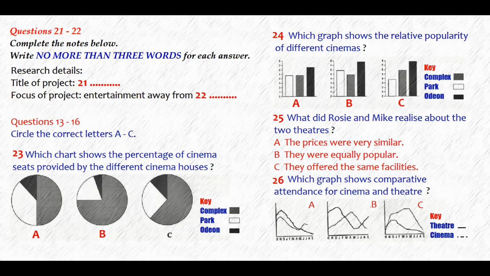Good morning, everyone. Well, I think we can start straight away by getting Rosie and Mike to do their presentation. Would you like to start, Rosie? Yes. Well, we've done a survey on local entertainment. Basically, we tried to find out how students feel about the entertainment in the town and how much they use it. Yes, so we've called our project Out and About.